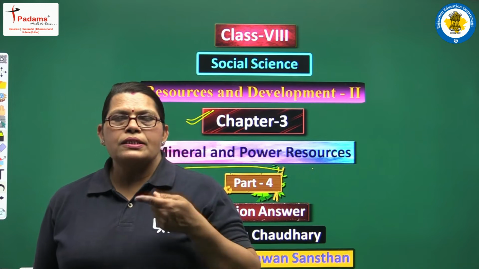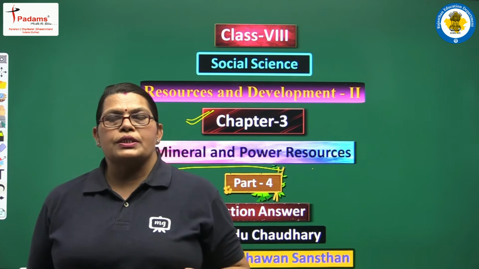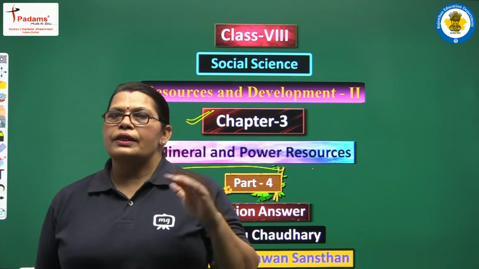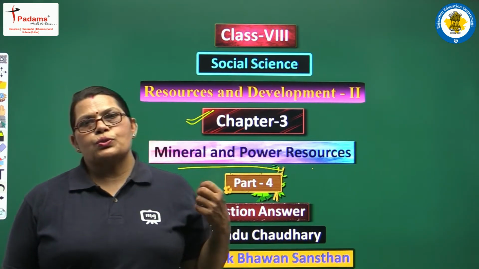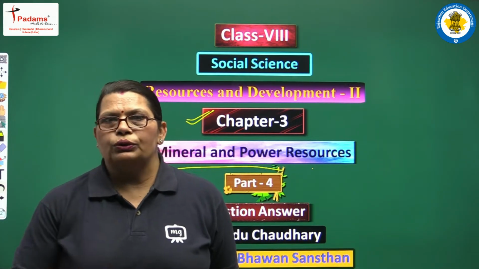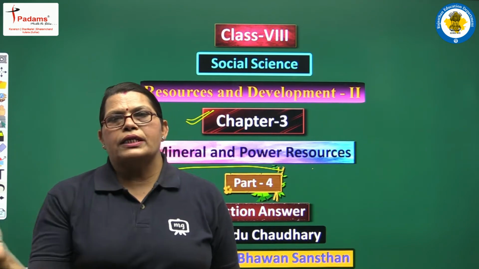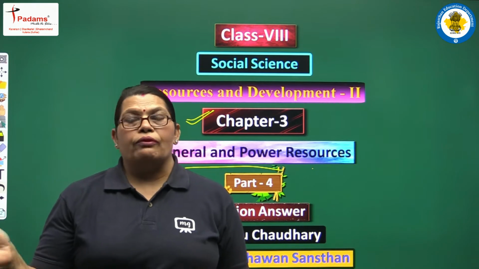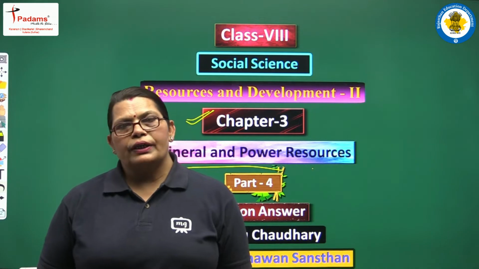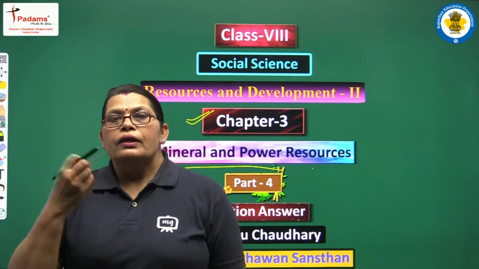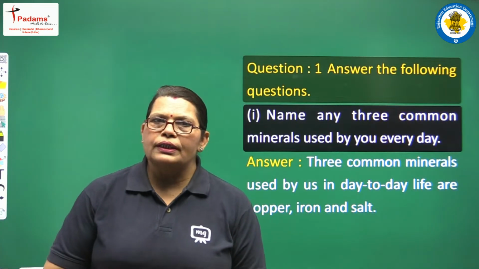Triple R is the best thing for the purpose of the uses of the resources, as conventional, non-conventional, renewable, non-renewable, and many other kinds of resources are there. We will take them in our question answer session also, and see what is the importance of all these resources in our day-to-day life. In the previous chapters also we had discussed different types of resources, and in this one we covered minerals and power resources. So let's start our question answer session.